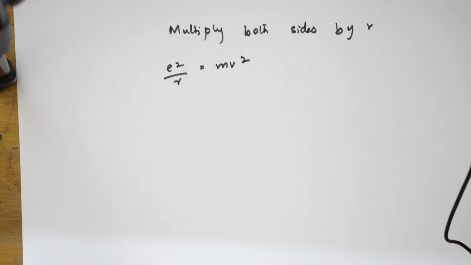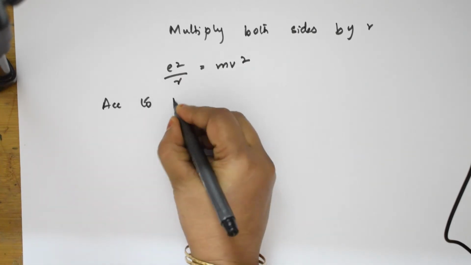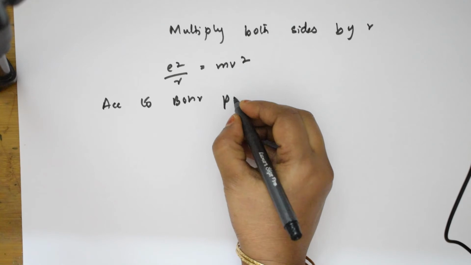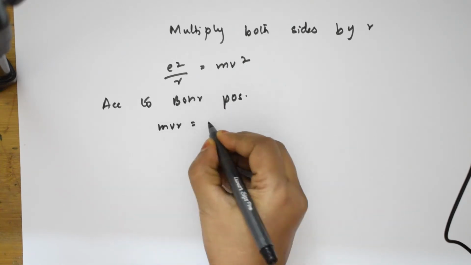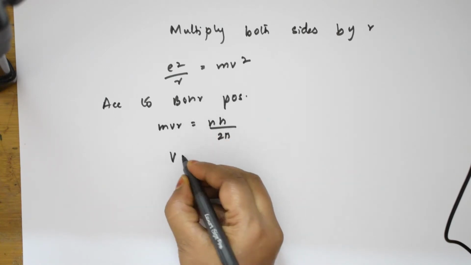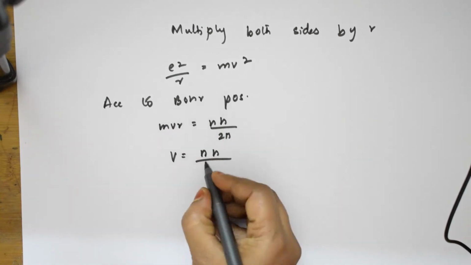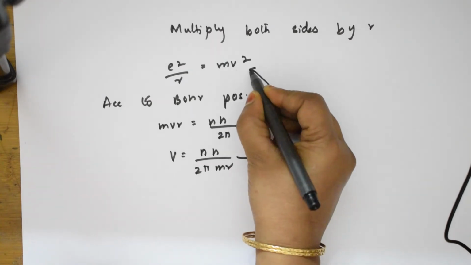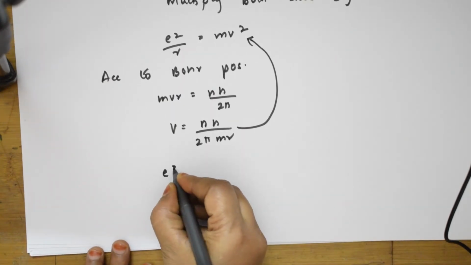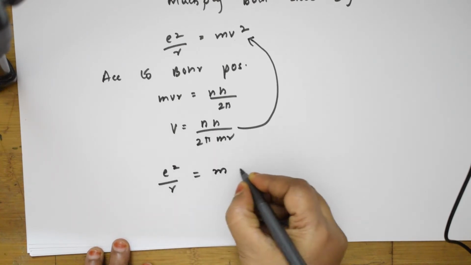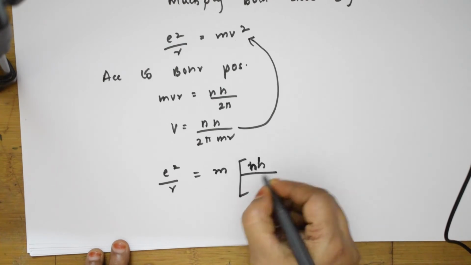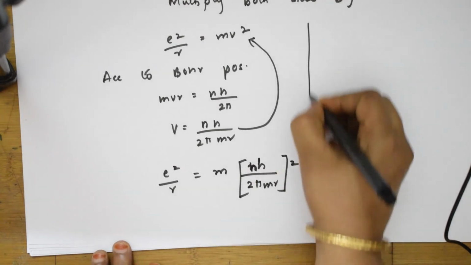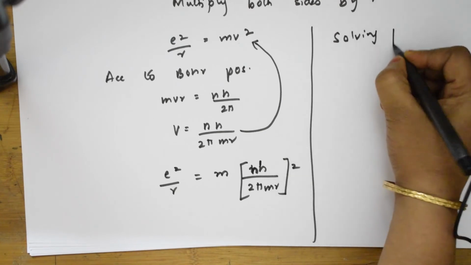Fine. Now according to Bohr's postulates, what did we learn? We said the angular momentum of the revolving electron, mvr, is equal to nh by 2 pi. So take out that v. v is equal to nh by 2 pi mr. Now I can substitute this v value in this case. So what do I get? I get e square by r is equal to nh by 2 pi mr whole square. Now I'm going to solve it for r.